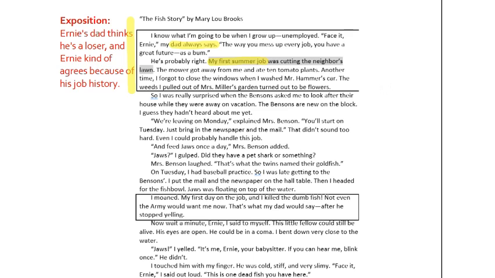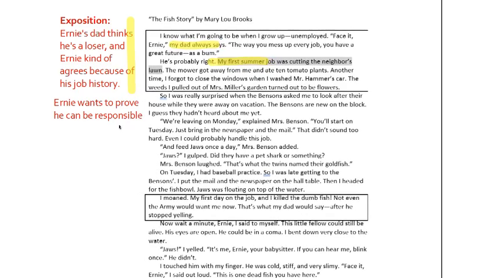We're going to say, what is the conflict in this story going to be, do we think? Well, we know that Ernie wants to prove he can be responsible. He's like, I know I can do this. So he wants to prove that his dad is wrong. What does he do to have that opportunity? Guess what? Pretty soon, the inciting action is going to start.